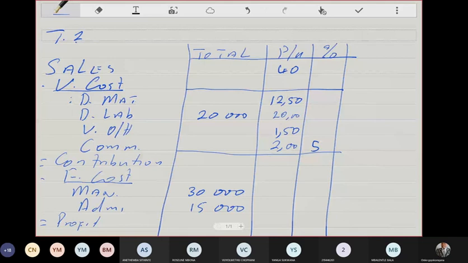So you've got all the elements of your variable cost per unit. You can have a total, but how much is your total variable cost per unit? 12.50 plus the 20 rands plus 1 rand, 1.50 plus the 2 rands. So we've got a total of 36.